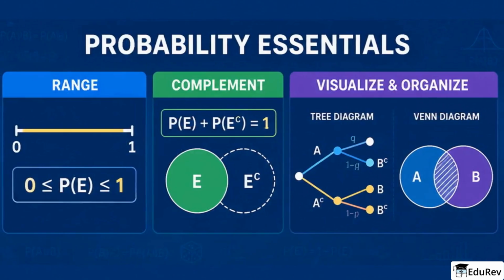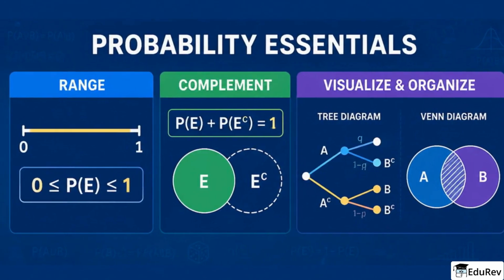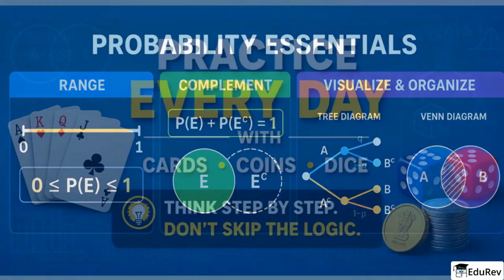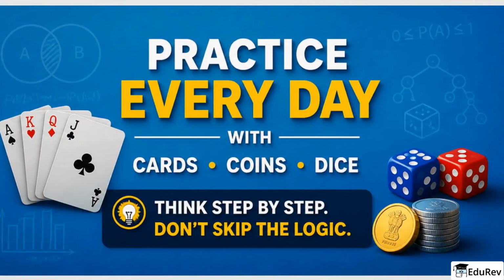Let us quickly remember, probabilities lie between 0 and 1. Complements add to 1, and tree and Venn diagrams help organize problems. Keep practicing these rules with cards, coins, and dice and solve problems step by step without skipping logic.